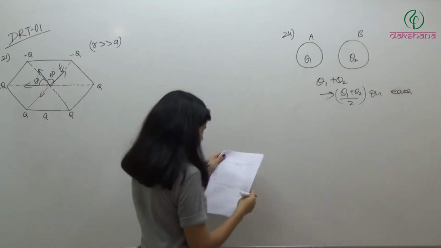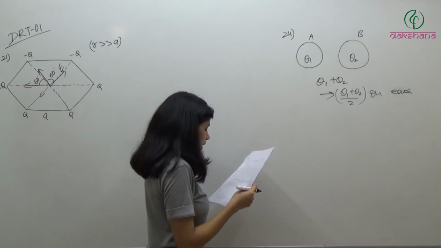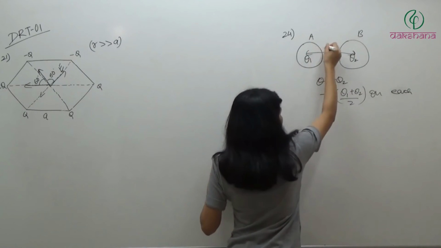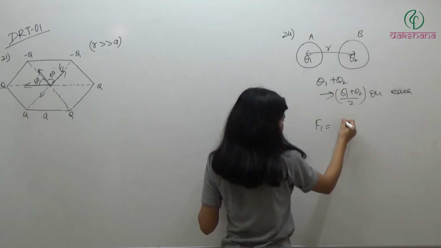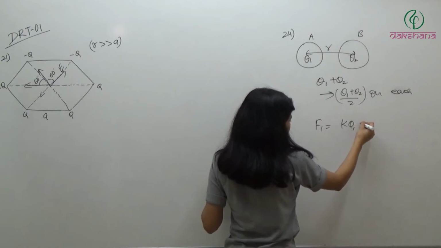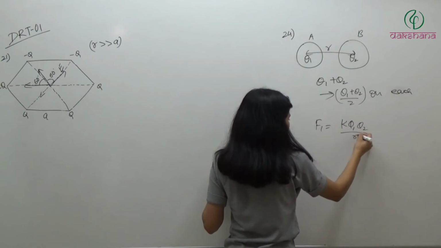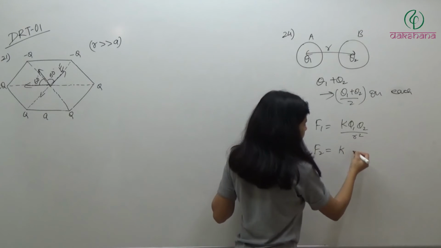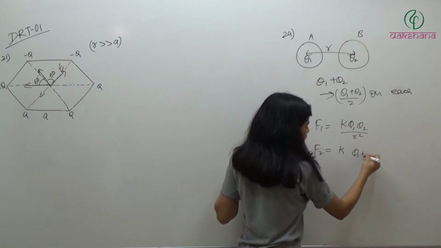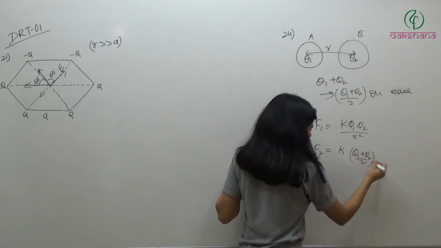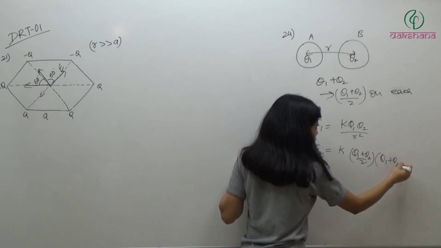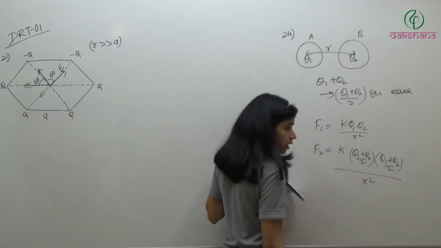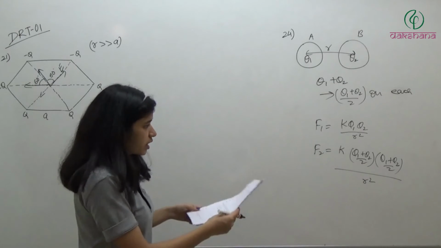So initially, let's say they were kept at r distance. So F1 will be equal to k q1 q2 by r square, and finally F2 is equal to how much? K, charge on first is (q1 plus q2) by 2, charge on second is (q1 plus q2) by 2. So k, and again they are kept at the original separation. So this is the new force.